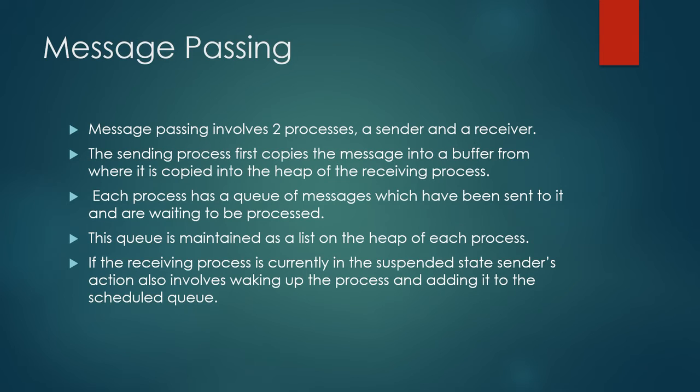Each process has a queue of messages which have been sent to it and that are waiting to be processed. This queue is maintained as a list on the heap of each process. For example, if process A wants to send a message to process B, but process B is in a suspended state, then the action of A also involves waking up process B and adding this message to the scheduled queue.